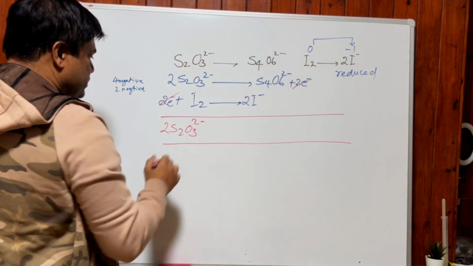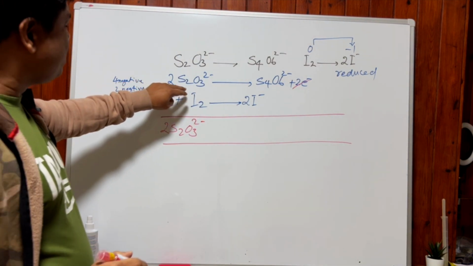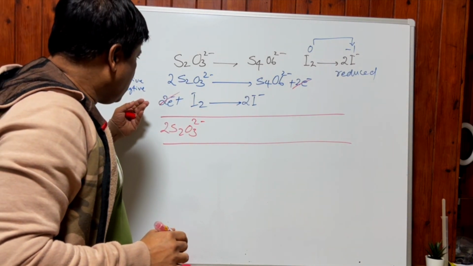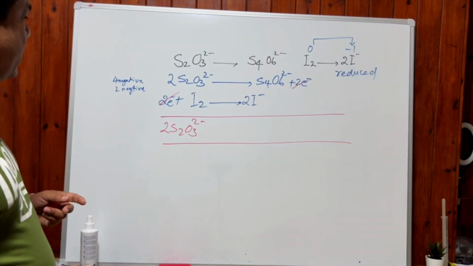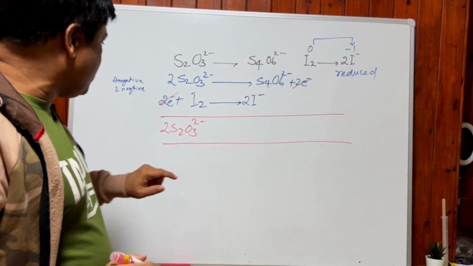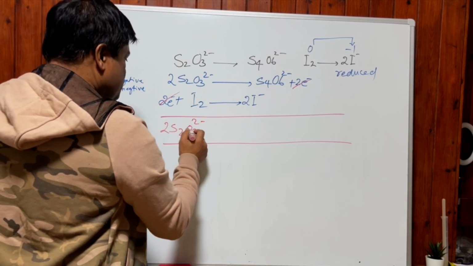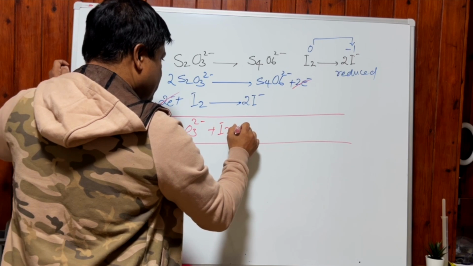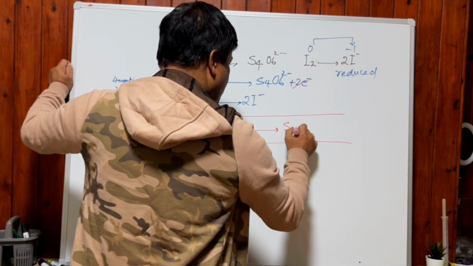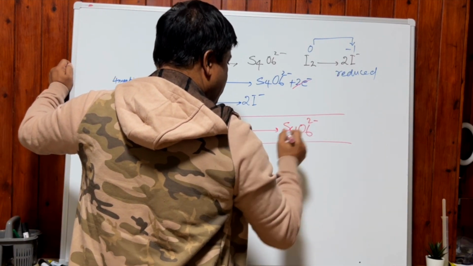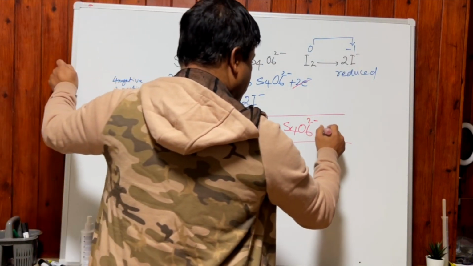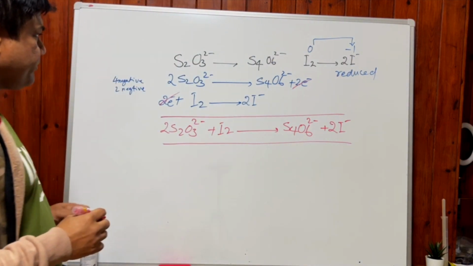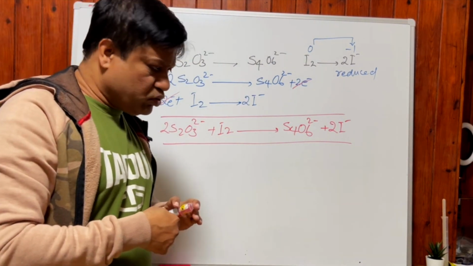2S2O3 2 minus, like this is sodium thiosulfate, Na2. Sodium is the spectator ion, and this is tetrathionate. 2S2O3 2 minus plus I2 iodine becomes S4O6 2 minus tetrathionate plus 2I minus. Yeah, we will do one more.